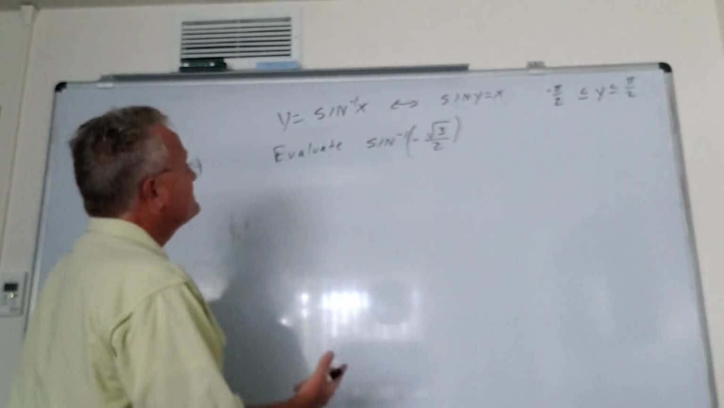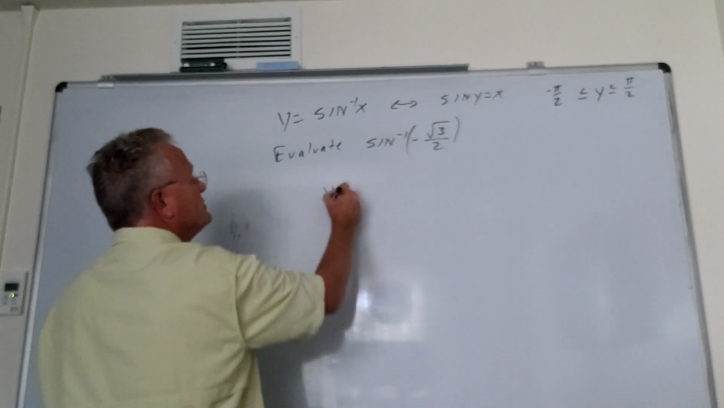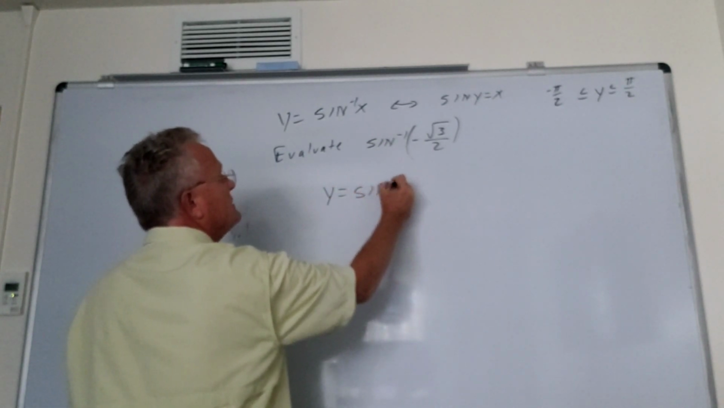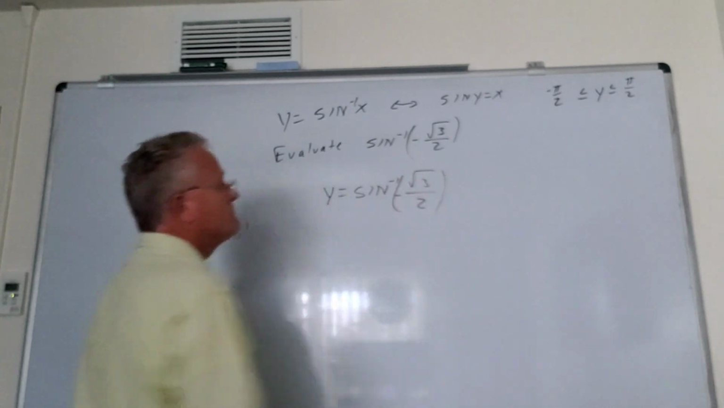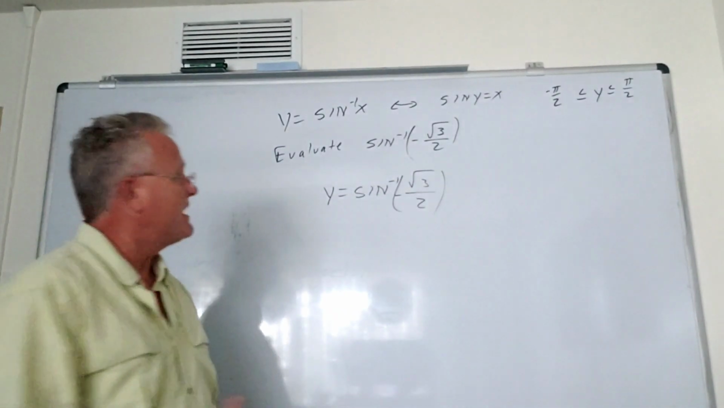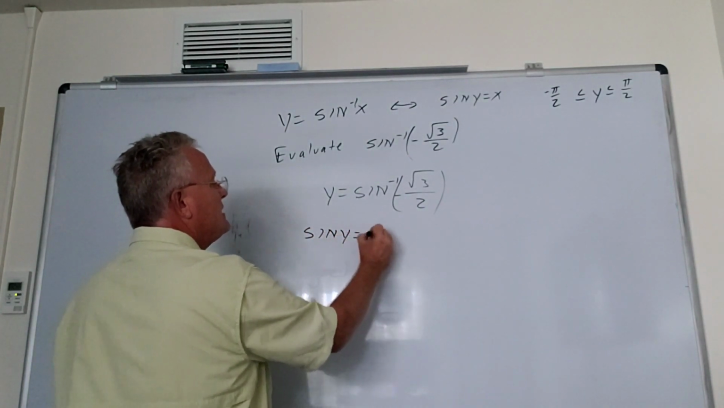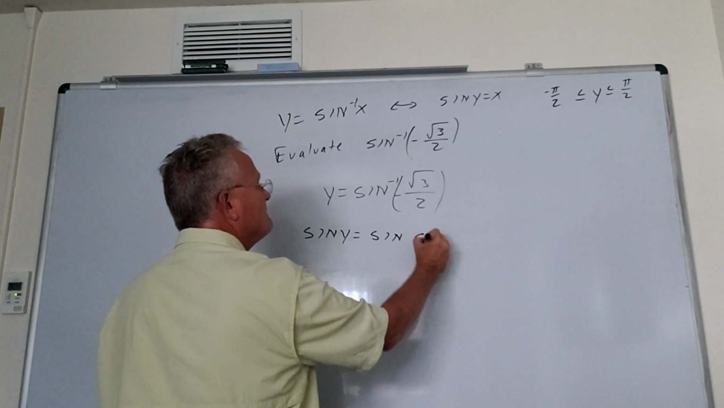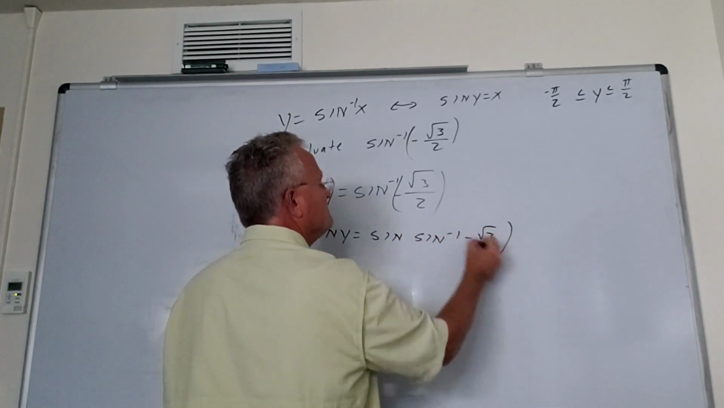So first of all, let's start out by letting y equal this expression. So let's let y equal the inverse sine of minus root 3 over 2. Okay, now I'm going to do every step. If we take the sine of both sides, we get the sine of y equals the sine of inverse sine minus root 3 over 2.